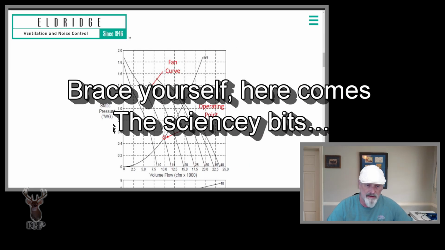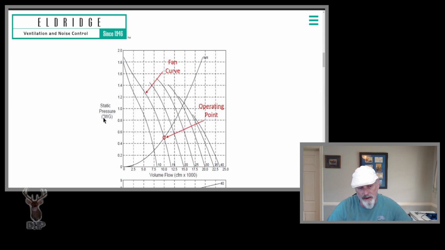This curve is in inches of water column. IWC is a different way of saying WG, water gauge. 0 pressure to high pressure, 2 inches. You see on that side 0 to say 25,000 CFM for this blower. This is a system blower, and here's the system curve right here.